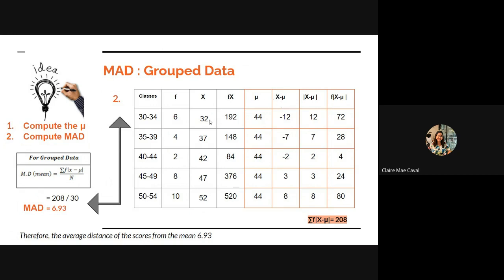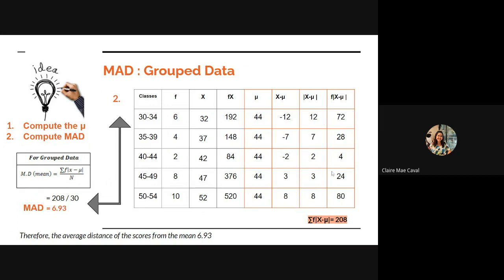Okay, so in here, 32 minus 44, that is negative 12. Then 37 minus 44, that's negative 7. And then you do the same below. This one is the absolute value of the difference of the class mark and the population mean, or the absolute value of your x minus mu. So, absolute value of negative 12 is 12. Absolute value of negative 7 is 7. Absolute value of negative 2 is 2. Absolute value of 3 is 3. Absolute value of 8 is 8.